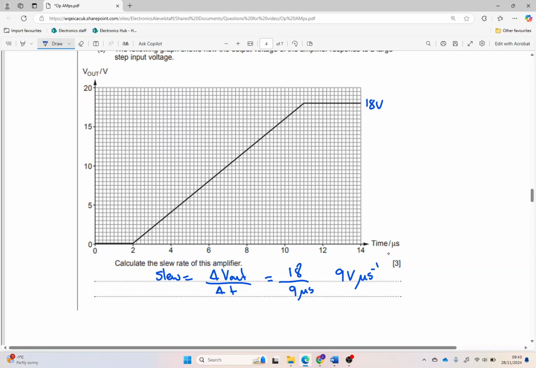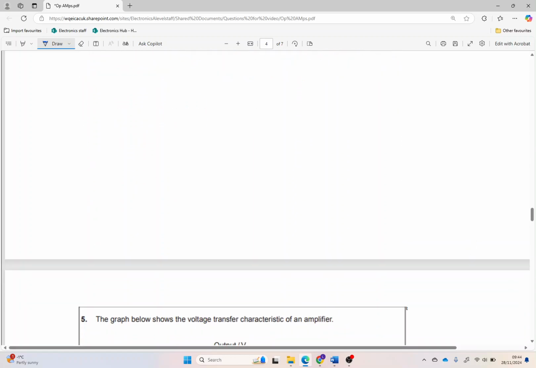This is a very important thing to do. People just instantly go for 11, and that's what they write in here. But actually, we're starting off at the point where you're starting off, so the change is over the 9 microseconds.